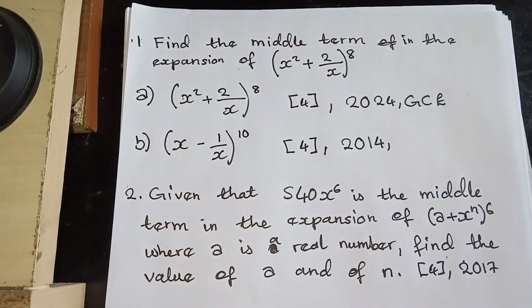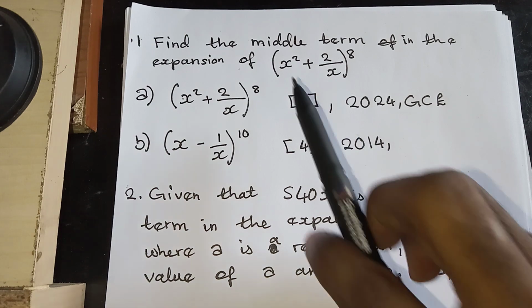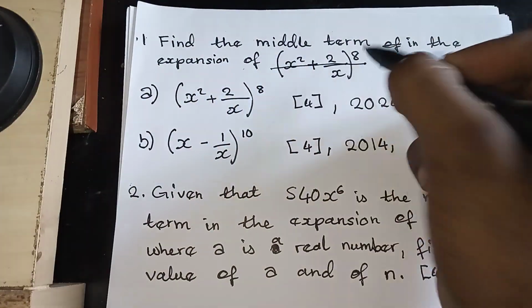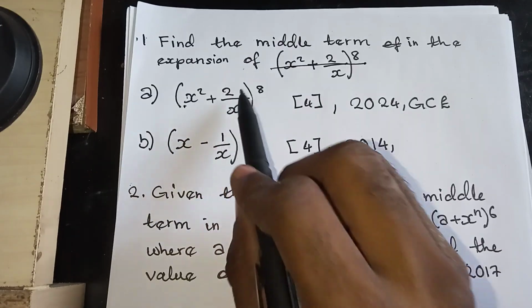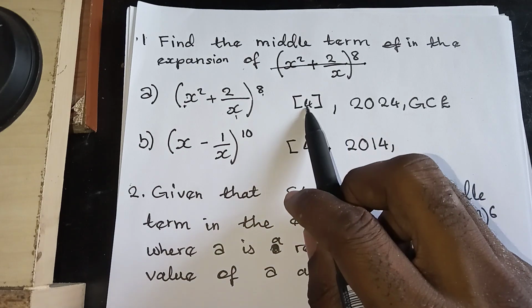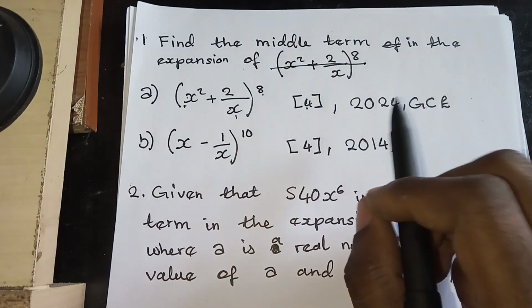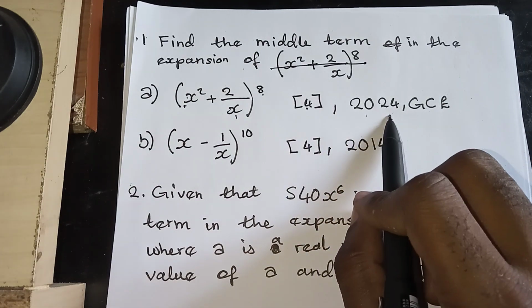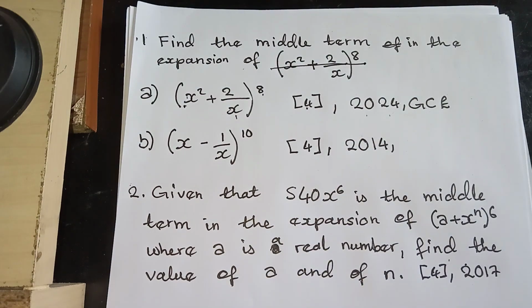So let's just look at exam questions on this. Find the middle term in the expansion of, let me erase this, (x^2 + 2/x)^8. This one had 4 marks. It was question 7 in 2024 GCE.